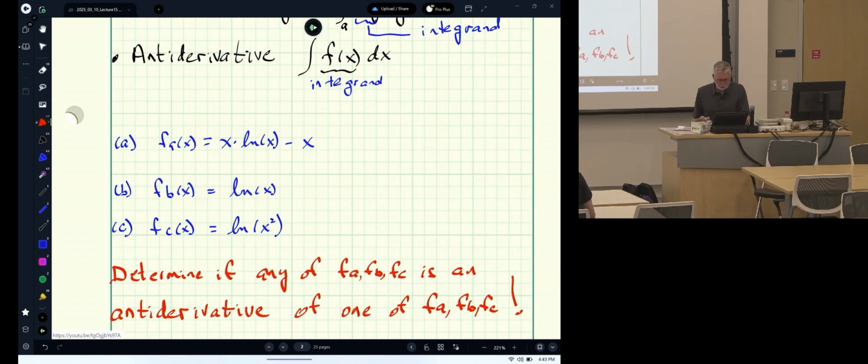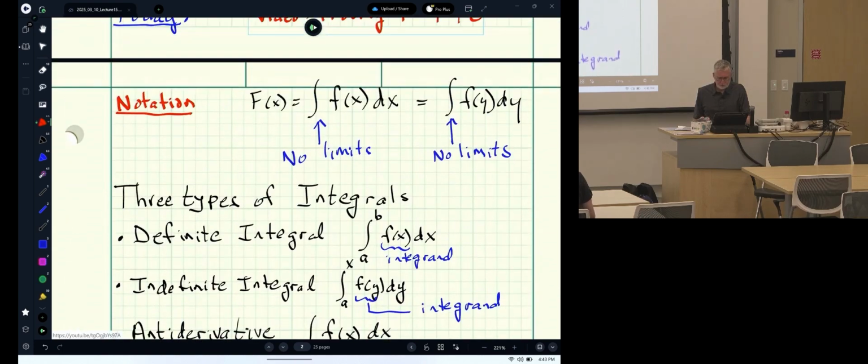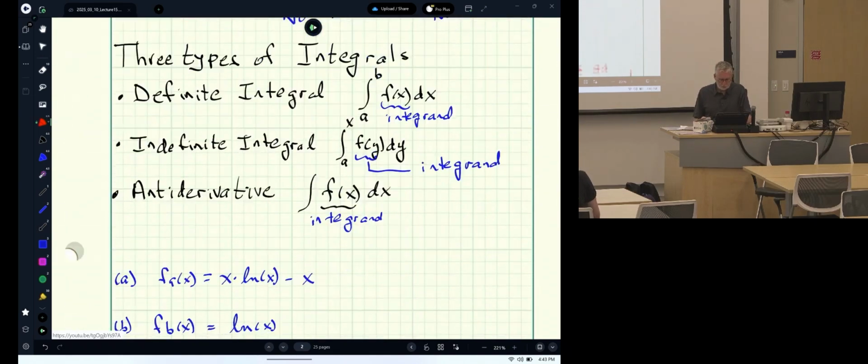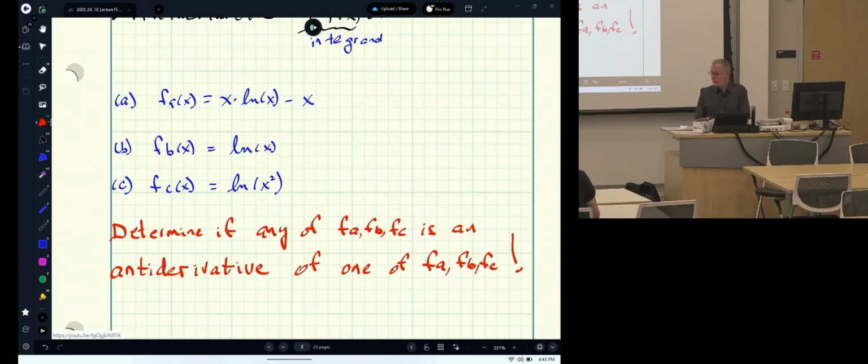So how do you show one thing is an antiderivative of another? You apply the definition. So you need to differentiate these functions and see if they equal one of the other functions in the list. It's that simple. So how do you check if something is an antiderivative? You simply differentiate it. Okay? Let me know what you get for these guys, okay?